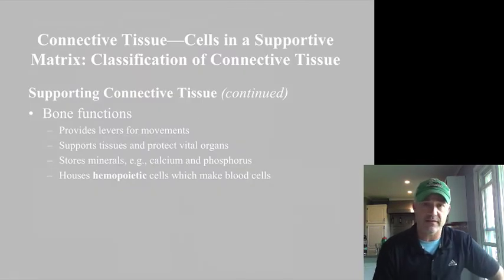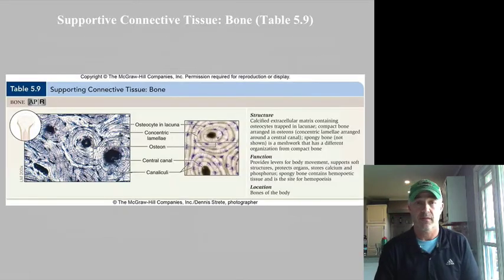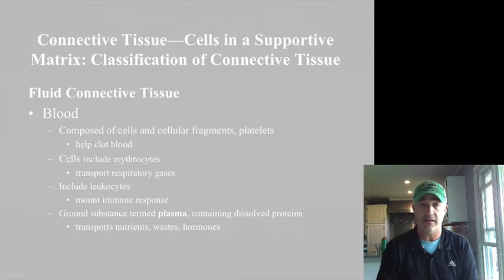Again, bone is there for protection, protects a lot of our vital organs. It is storage for a lot of our calcium and phosphorus. We make all of our blood cells in the red bone marrow, as well as this provides the lever system for the muscles to move around. And again, good example showing you the review of the bone right here.